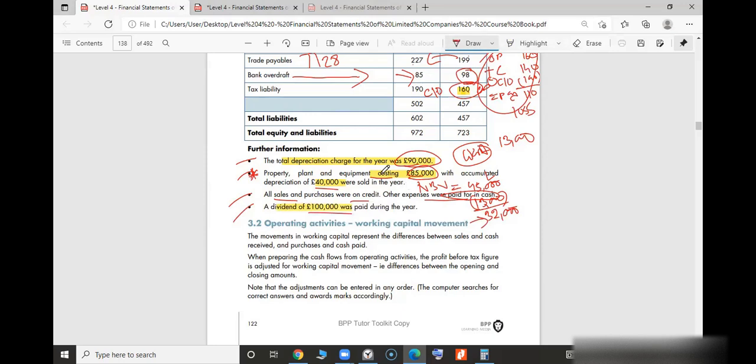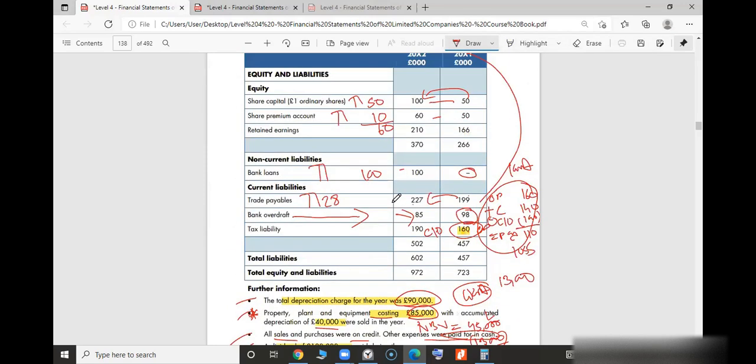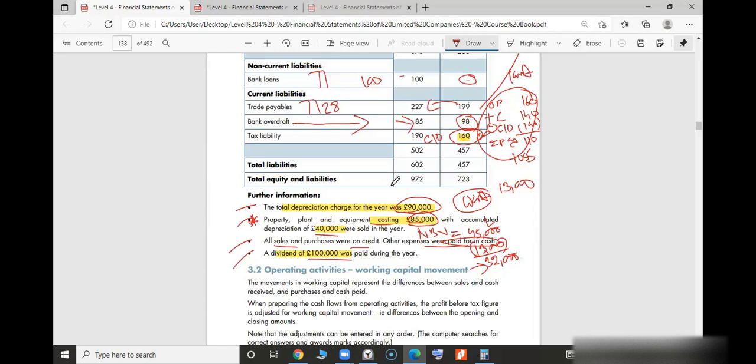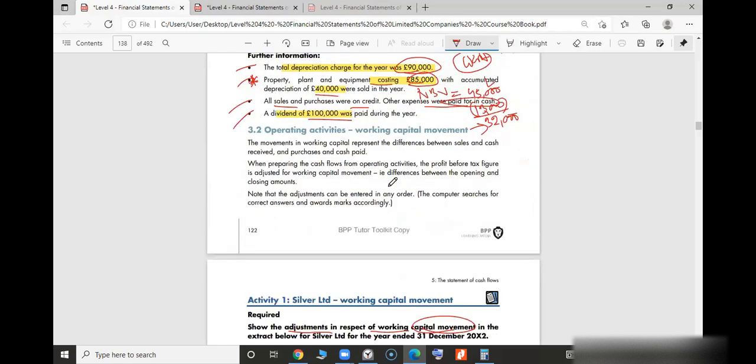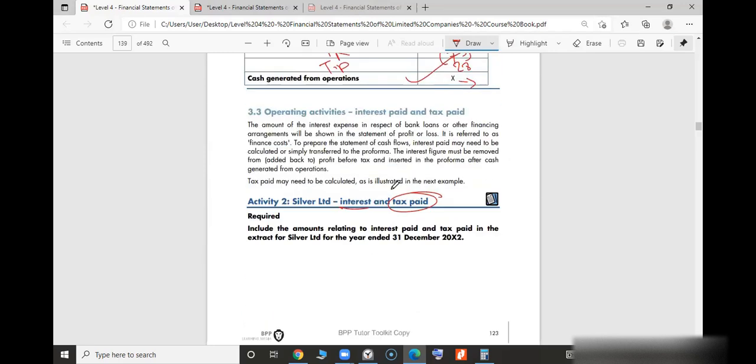So please do remember the figures. One is 60, one is 100. Both of these up, one is 100 down. Retained earnings doesn't go. It doesn't affect your cash flow, does it? It's a profit.